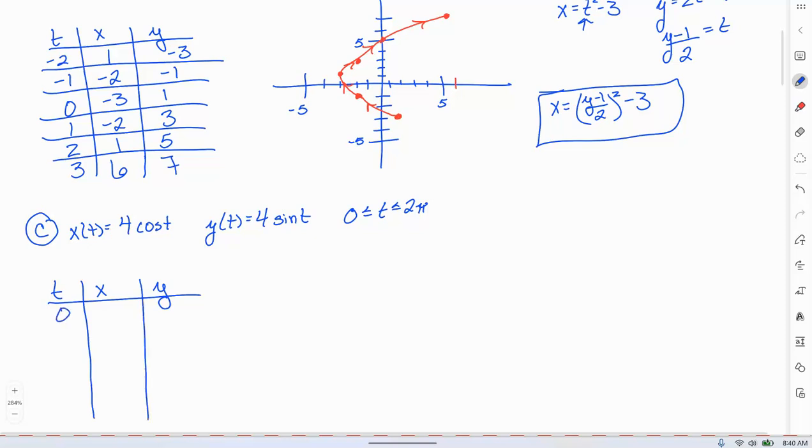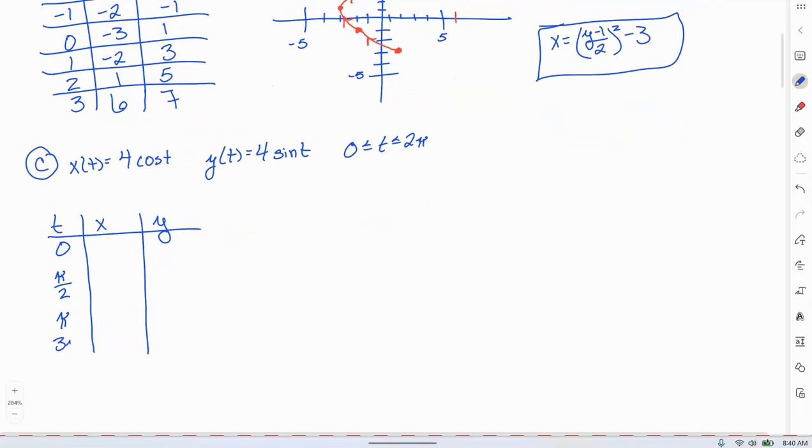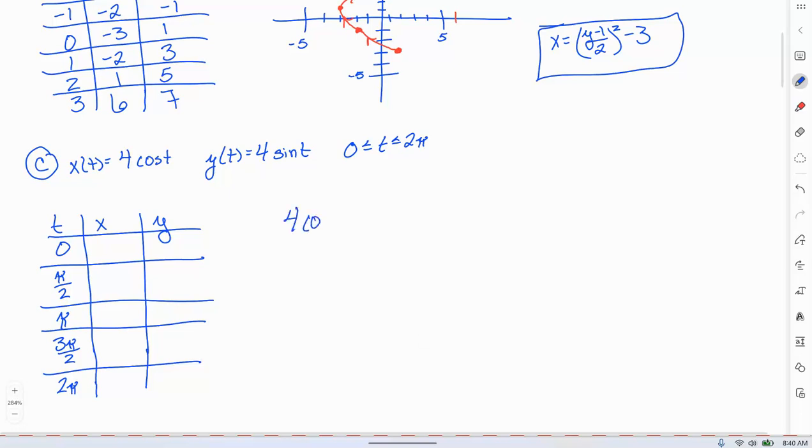I'm going to look at 0. We'll look at pi over 2, pi, 3 pi over 2, and then 2 pi. That way we can get orientation. So if I plug 0 in, I'm looking at 4 cosine of 0. Cosine of 0 is 1. So my x-coordinate is going to be 4. The y-coordinate is going to be 4 sine of 0. Sine of 0 is 0. So the y-coordinate is 0.